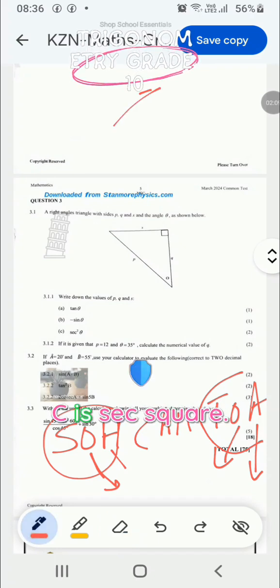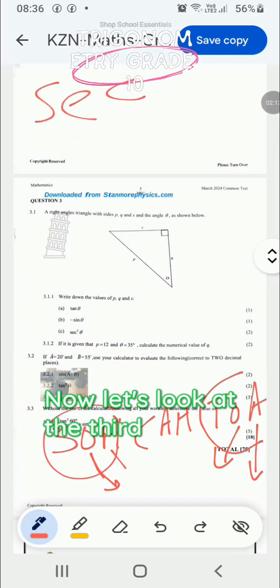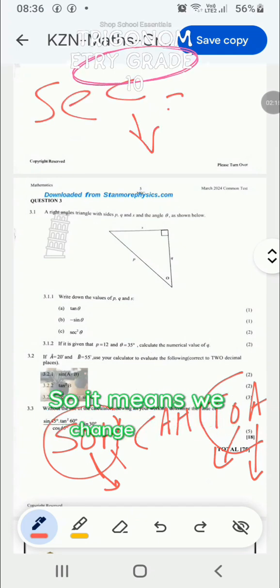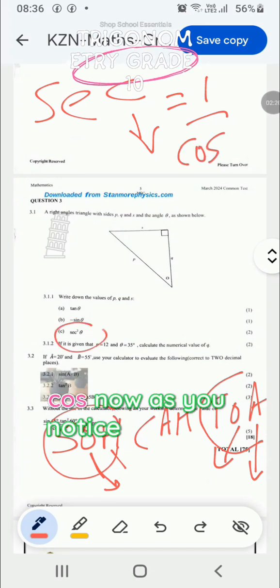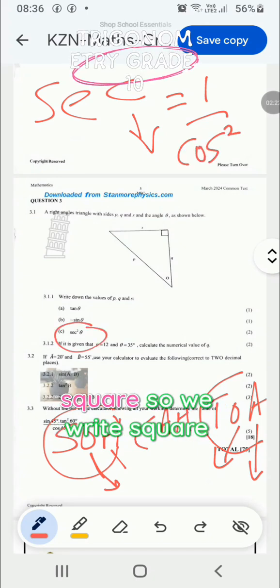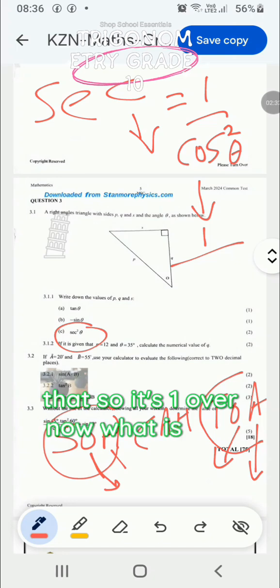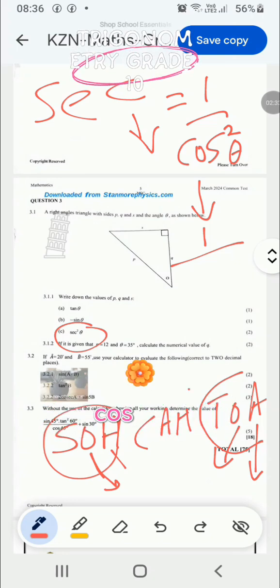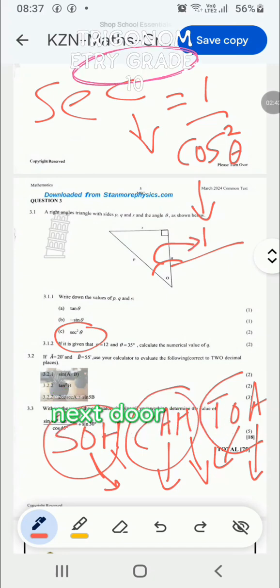Let's go to C. C is sec squared. Now, let's look at the third letter, it is C. So it means we change it to 1 over cos. Now, as you notice, there's a square, so we write the square there and theta, just like that. So it's 1 over cos. Now, what is cos? Cos is adjacent over hypotenuse. Where's our adjacent if theta is here? Adjacent is right next door. It's Q.